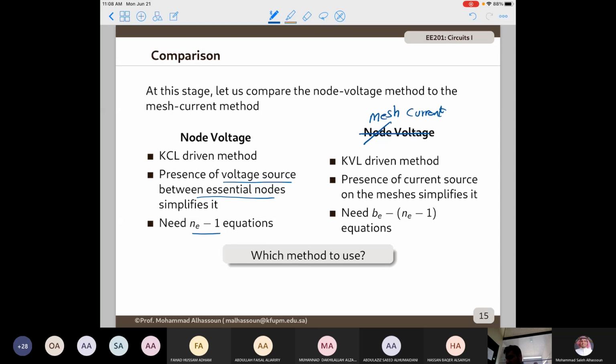With the mesh current method, we have the number of essential branches minus the number of equations needed to solve the node voltage method. And this is going to give us the number of equations needed to solve the mesh current. So you may ask yourself at this stage, which method to use? You have a circuit. Is there a strategy to choose one method over the other, or should I choose randomly? Sometimes in the exams, you will be asked to use a specific method, and in this case, you don't have any other option. But sometimes you will have an option to choose which method to use.